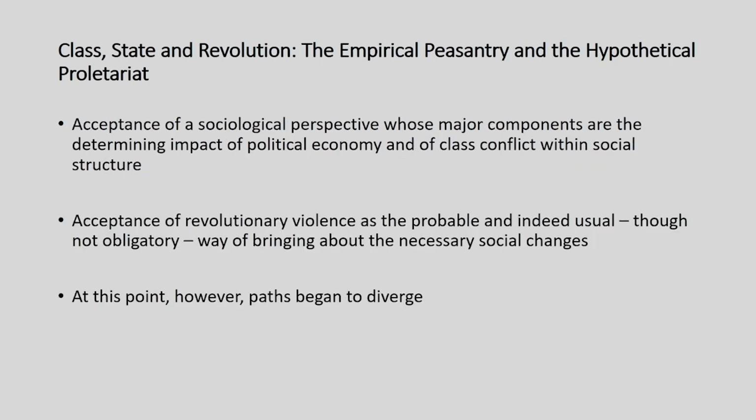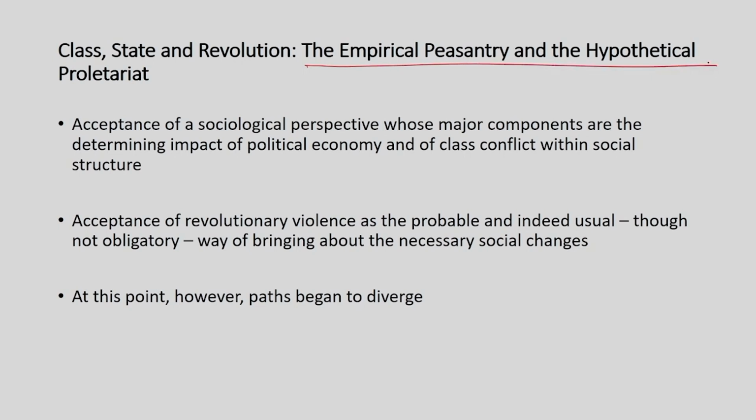Then we have discussed there was acceptance of a sociological perspective whose major components are the determining impact of political economy and of class conflict within social structure, acceptance of revolutionary violence as the probable and indeed usual, though not obligatory, way of bringing about the necessary social changes, and at this point, however, paths began to diverge, whether it is the peasantry or the established industrial working class. Okay, that's why Shanin made this point very striking: the empirical peasantry and the hypothetical proletariat. Okay, hypothetical proletariat means the industrial working class.